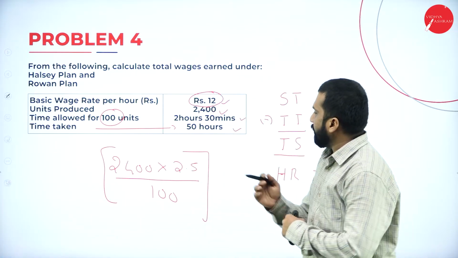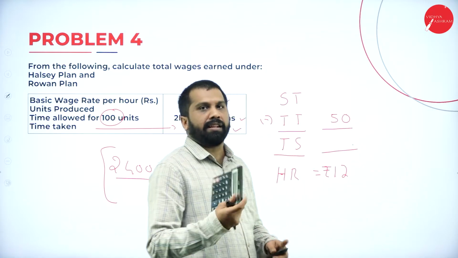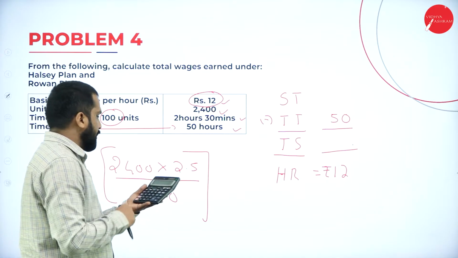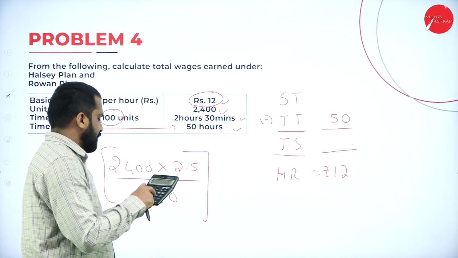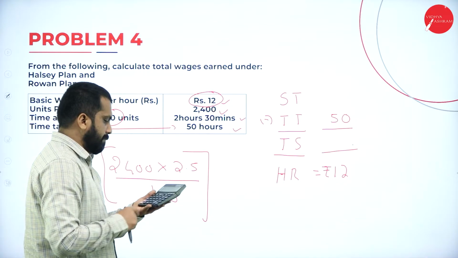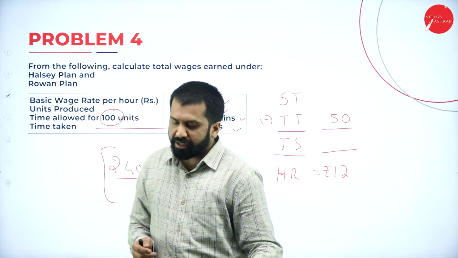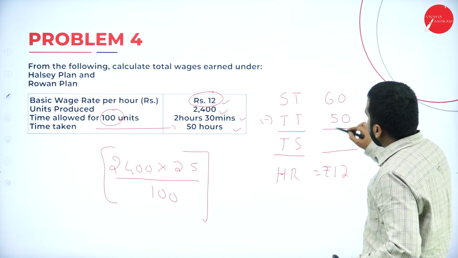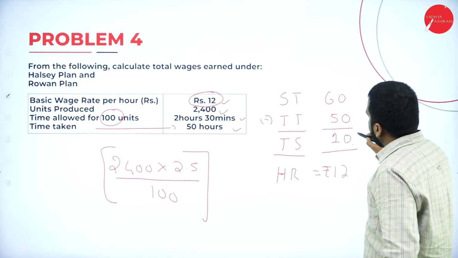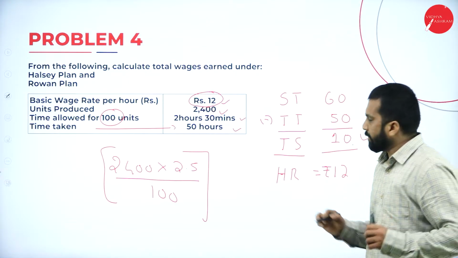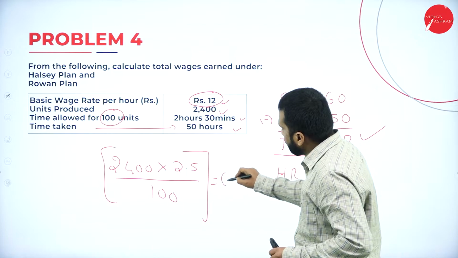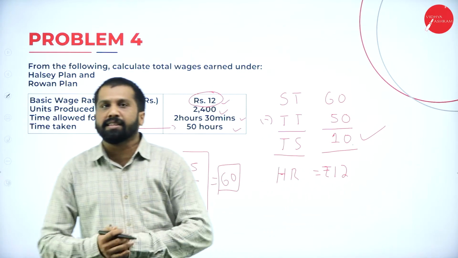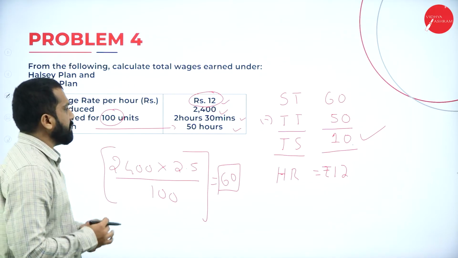Now, if you calculate this, I'll take the calculator. With the help of the calculator, your answer will be 2400 multiplied with 2.5 whole divided by 100. I got 60 hours. Now, your standard time is how much? 60. 60 minus 50, you got 10. What is your time saved? 10. What is the answer here? This is 60. Hope you are clear. Yes, like this we are supposed to calculate.